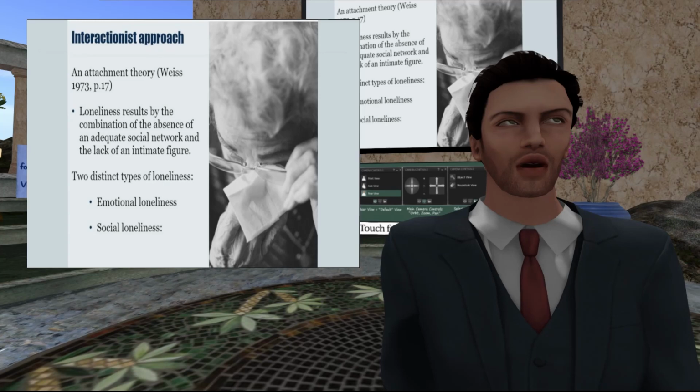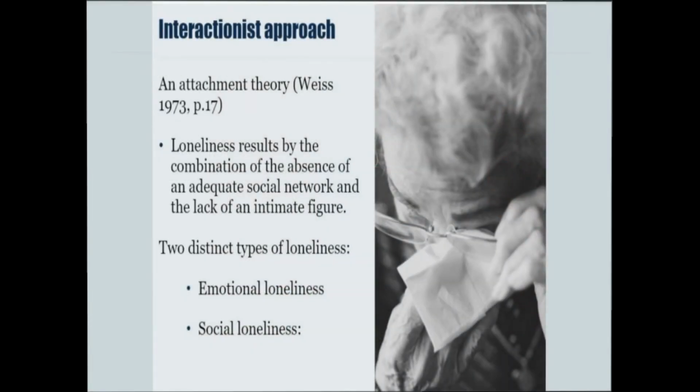And interestingly, if we go now into a little bit more detail, we have the interactionist approach from Weiss. That was the idea that loneliness was a combination of absence of social networking, what we were talking about, remote working and not being able to have this social networking, and a lack of an intimate figure, a partner, a family member, so someone in your inside area. And Weiss discussed two types of loneliness.